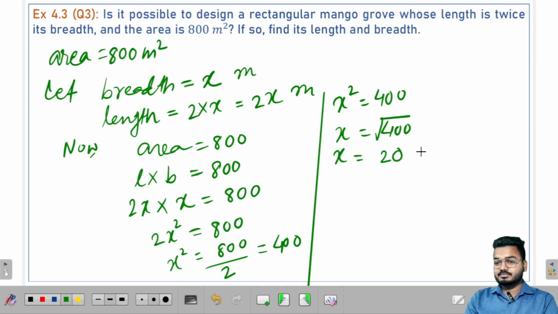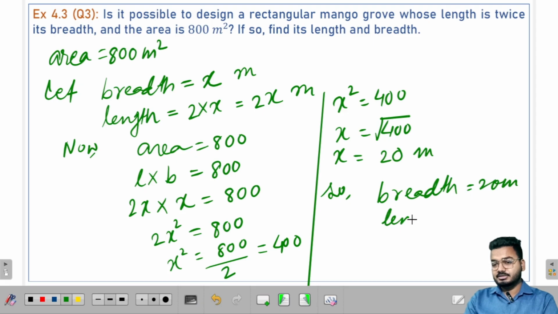Okay, meter. So what is the value of breadth? It is 20 meters and length twice of breadth, that is 20 into 2, it will be 40 meters.